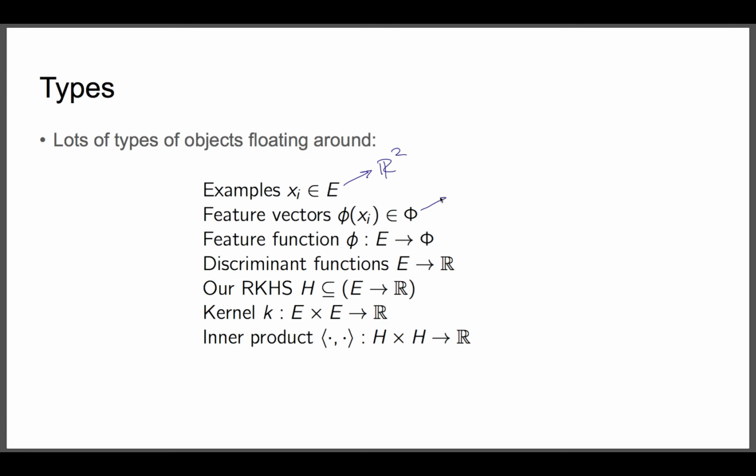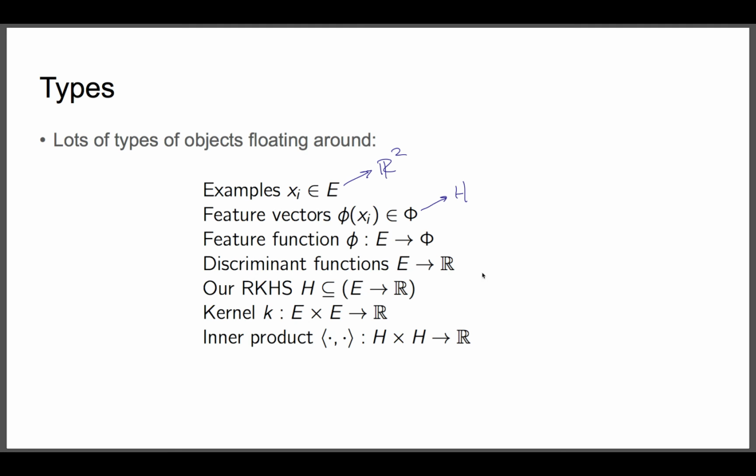And in the notes, that was the vector space H that we created by taking the set of all linear combinations, the span of our Gaussian bump functions, e to the minus x squared over 2. Right? So then the feature function itself, right? So a feature vector is something like phi of xi. The feature function itself is a function that maps examples to feature vectors, right? So its type is a function from E to H.